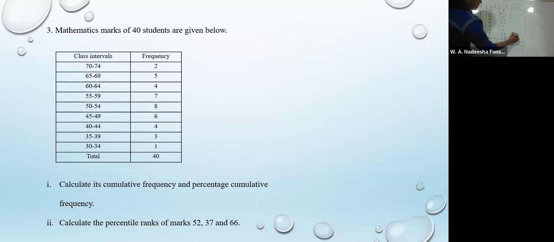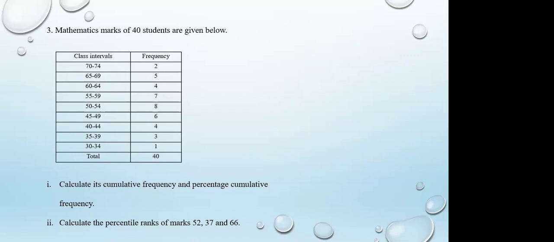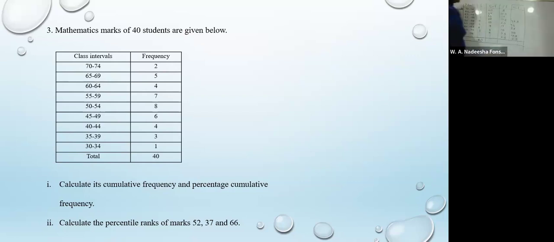10 plus 10, 20. 20 plus 15, 35. 35 plus 20, 55. 55 plus 30, 17.5. 72.5. Then 82.5, 95 and 100 here. So then calculate its cumulative frequency and percentage cumulative frequency.